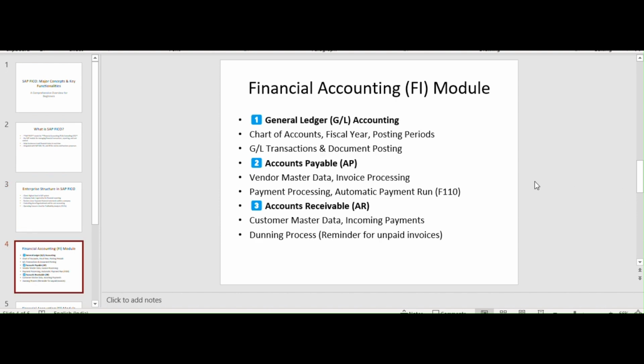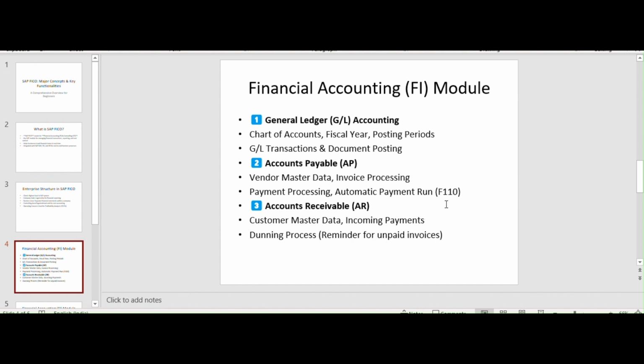Financial accounting in the FI module, like general ledger accounting. In general ledger accounting, there are the chart of accounts, fiscal year, and posting; a GL transaction and document posting come under general ledger. And vendor master data, invoice processing, payment processing, and automatic payment come under accounts payable.